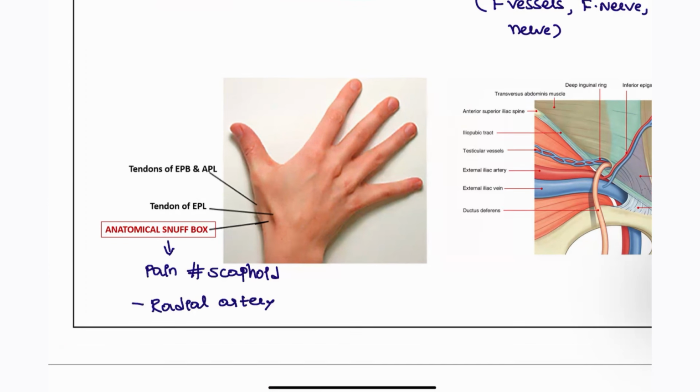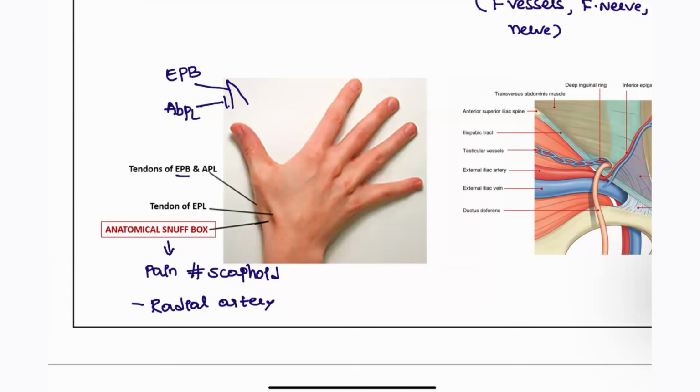So in the anatomical snuff box, if this is your anatomical snuff box, there are two tendons that are present on the inferior side. Okay, so what are those two tendons? Those are your tendons extensor pollicis brevis and abductor pollicis longus. Okay, so this one is your abductor pollicis longus. Okay, and this one is your extensor pollicis brevis.